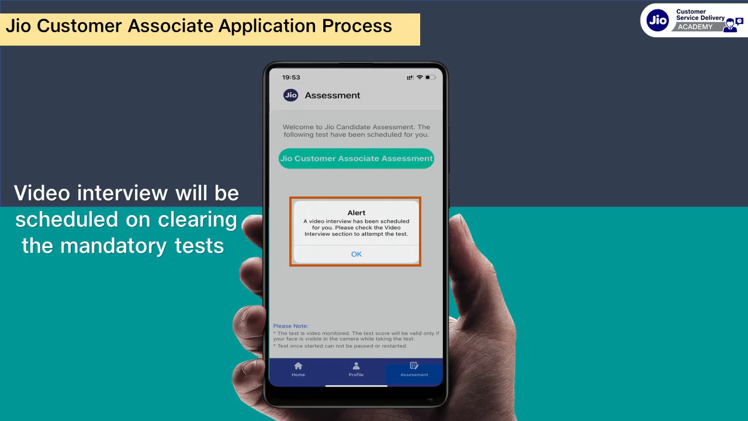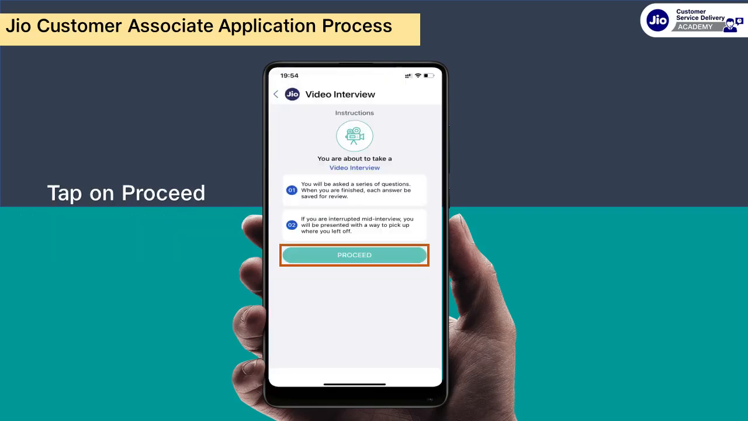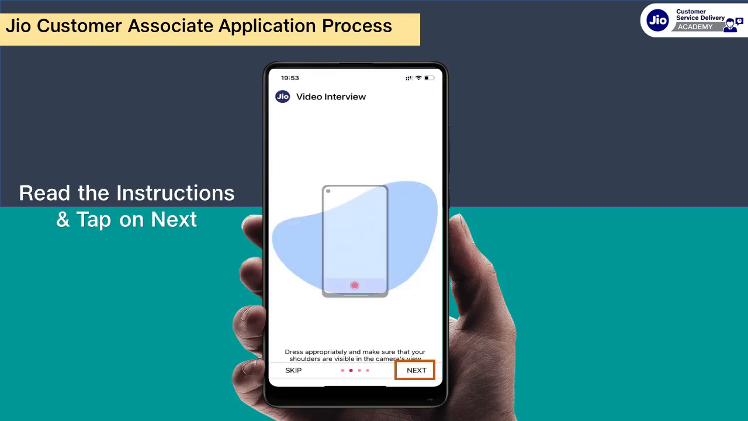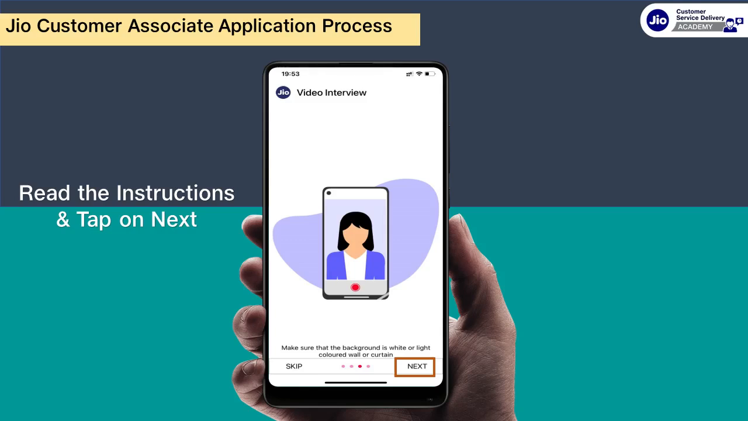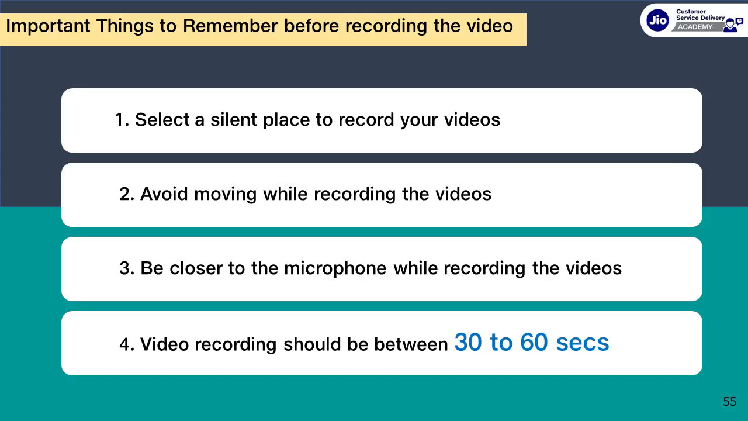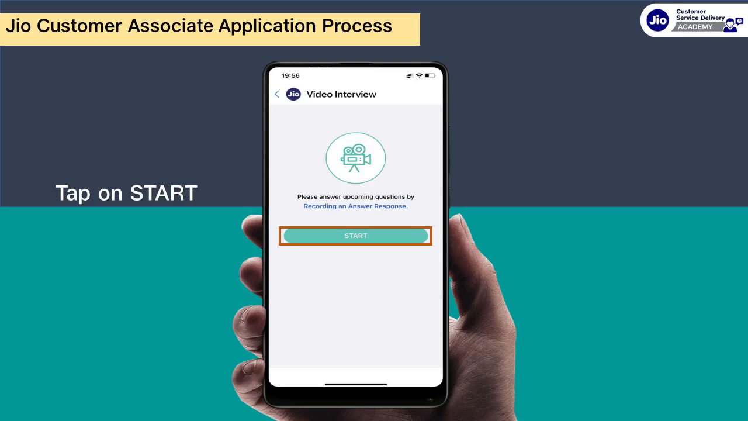After passing the mandatory tests, you will be prompted to record 4 videos against the questions. Read the instructions carefully and start the video interview process by tapping on Proceed. You will get some tips on recording the video. Read the instructions carefully before starting the video interview. Before recording the video, keep the following things in mind. Now, tap on Start to begin the video interview process.